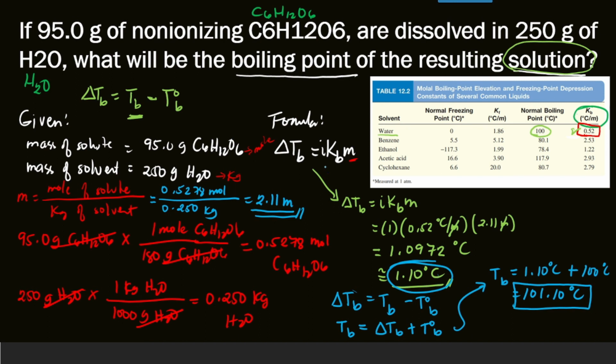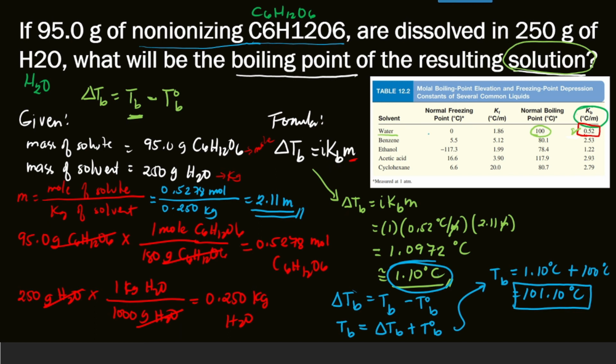Now, take note na kailangan i-analyze mo yung given dito. Kasi di mo nalalaman kung ilan yung Van't Hoff factor na gagamitin mo. Okay? Importante yan. So, since we have here C6H12O6 at non-ionizing siya, so ibig sabihin your Van't Hoff factor here is 1. Okay? And we have here the, what do you call this one? The molar boiling point elevation constant. Okay? So, constant siya, hindi siya nagbabago.